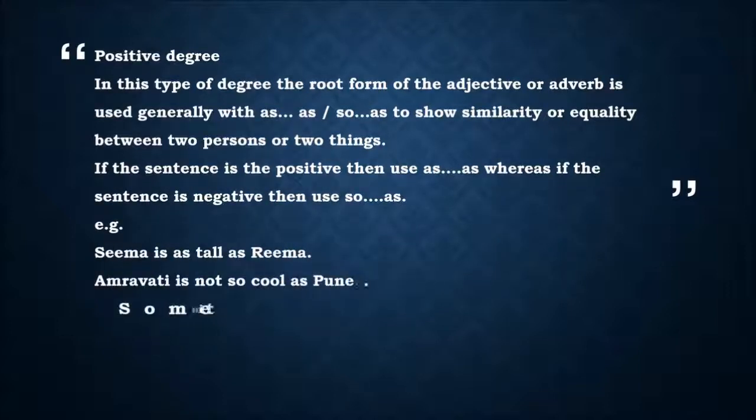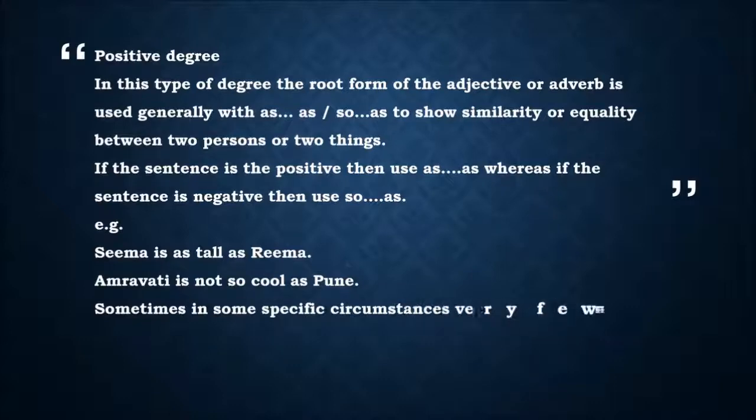If the sentence is positive, then use as, whereas if the sentence is negative, then use so. As, e.g. Sima is as tall as Rima. Amaravati is not so cool as Poon. Sometimes, in some specific circumstances, very few, equal, no other is also used.